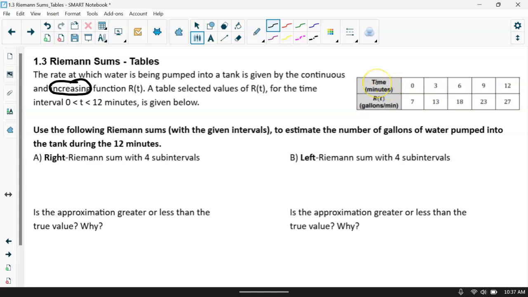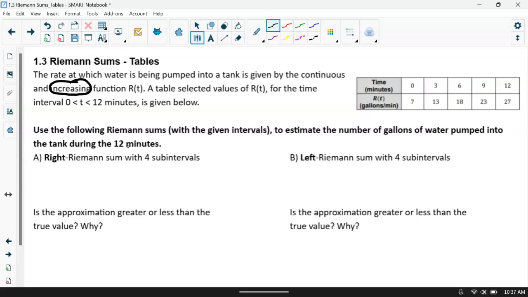over time in minutes, from 0 to 12. So we're going to use our Riemann sums to estimate the number of gallons of water that are pumped into the tank after 12 minutes. So we're focusing on the entire table, right? So after 12. Now, same thing, we focus on just like before, right?